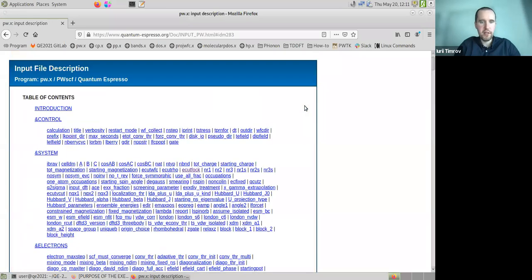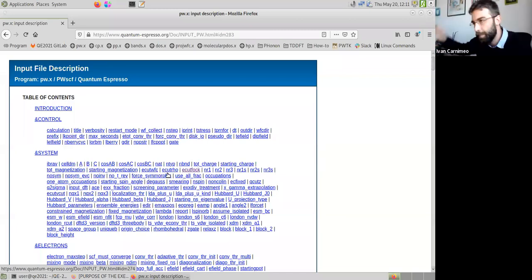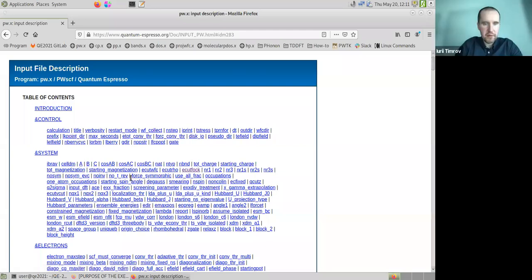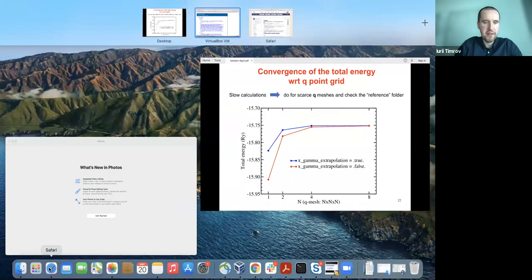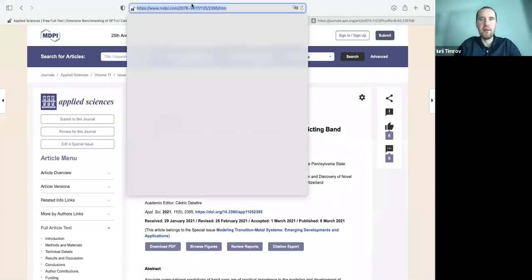I don't recall the name of it. Ivan, do you remember the name of this mixing? So there is some parameter. Screening parameter. Okay, let me open it here.